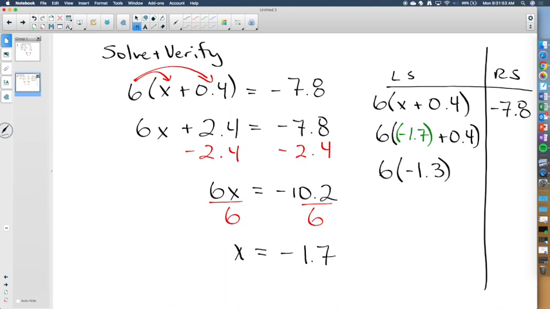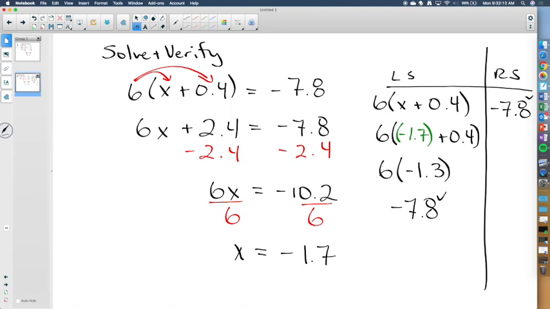Okay, so now I'm going to multiply the 6 times the negative 1.3, and that gives me negative 7.8, which is good. That's what I was hoping for. We want to get the same value on both sides. All right. Now, there is another way to solve this question.